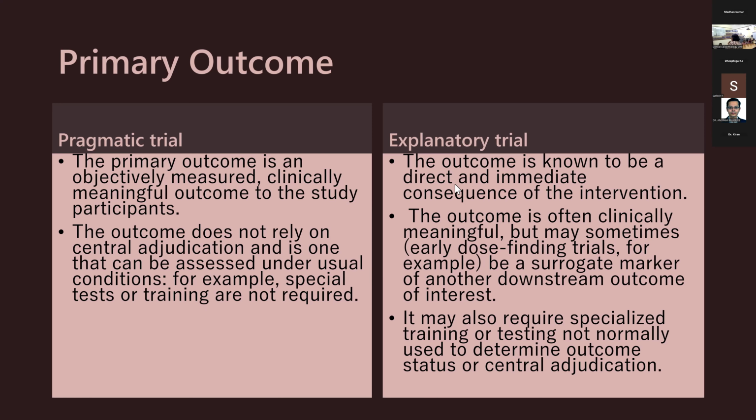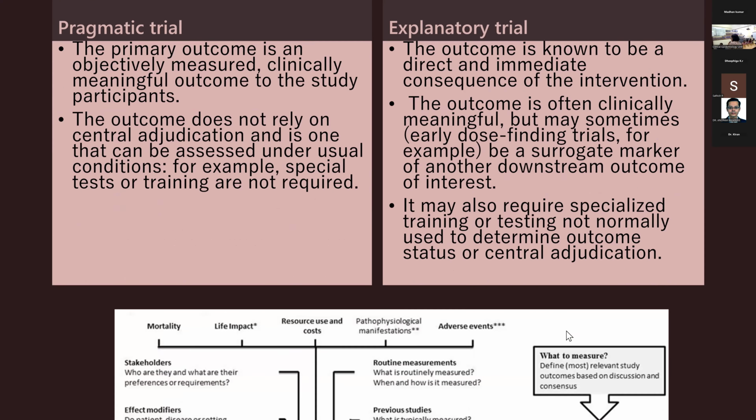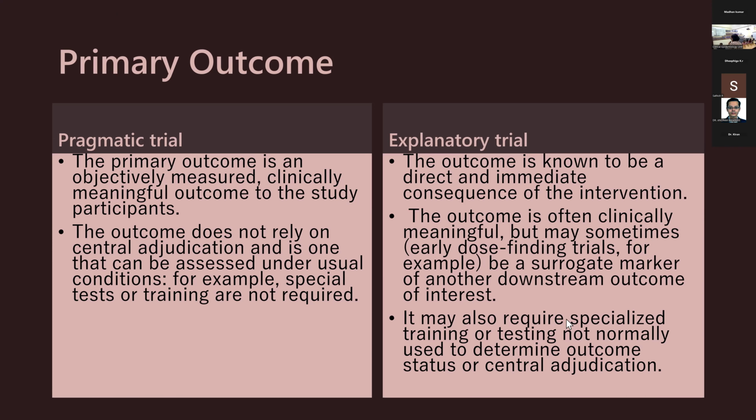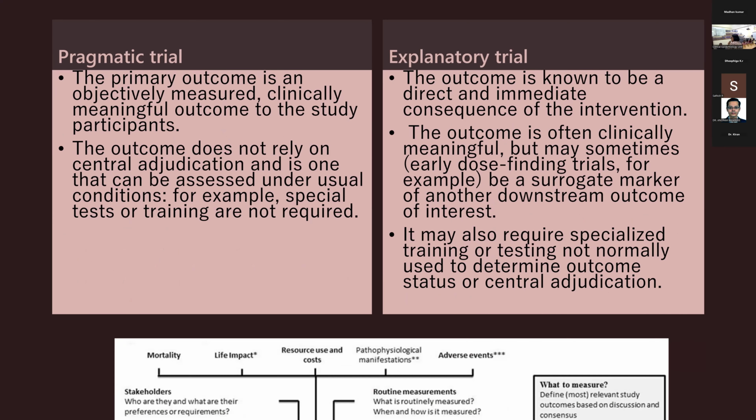The outcomes in an explanatory trial are known to be a direct or immediate consequence of an intervention. Like if you are using an antihypertensive, this much BP reduction at 6 weeks, 12 weeks. Those kinds of direct or immediate consequences of intervention are looked at mostly in explanatory trials. Some will actually look at mortality benefit, but the immediate or direct consequence is mostly looked at in explanatory trials. And this also involves central adjudication of outcomes, whereas that's not needed in a pragmatic trial.